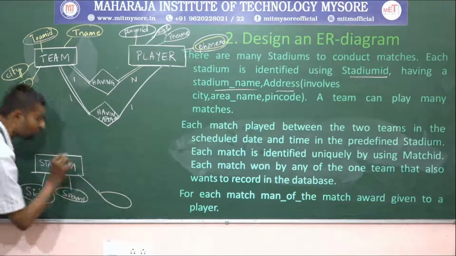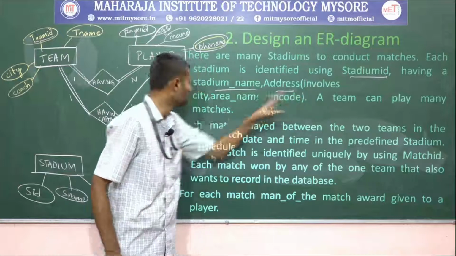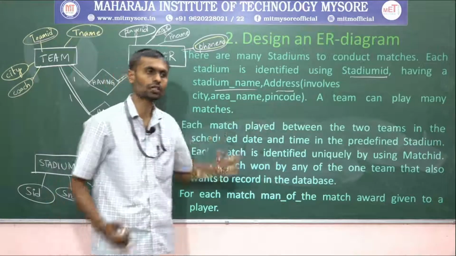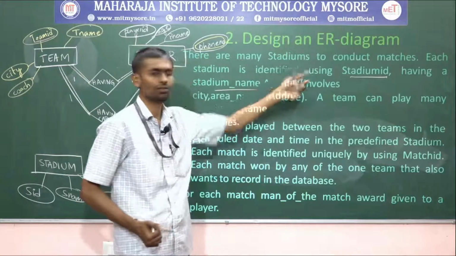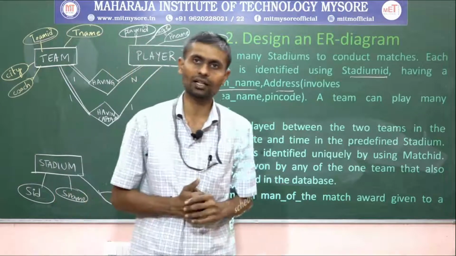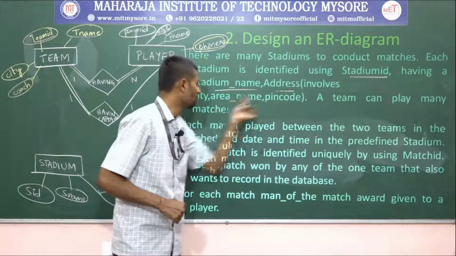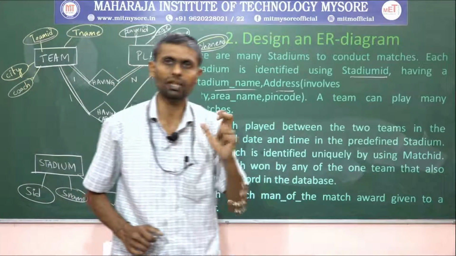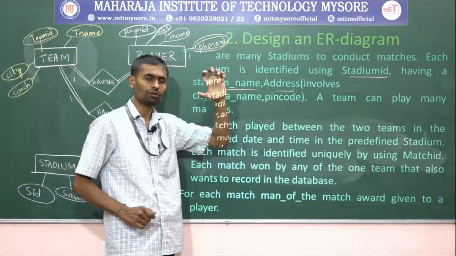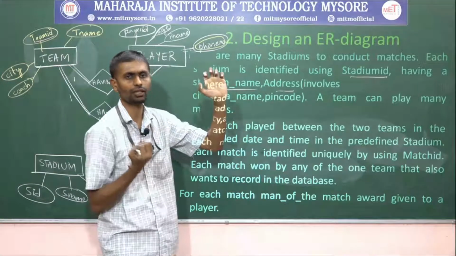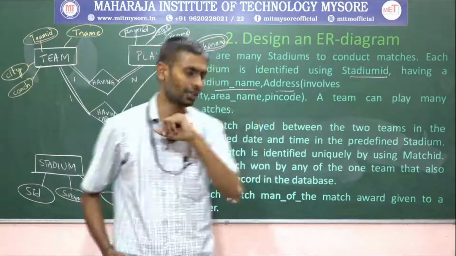Next, what have they given? Address. But they have given one more interesting thing, where address involves city, area name, pin code. What does it show, guys? Only for address they have given it like this, not for the name or the stadium ID. Why? It's an indication that the address is composed of many simple components, right? Many simple attributes. It's one attribute composed of many simple attributes. During that time we call it by the name composite attribute, right? Fine, we have seen.